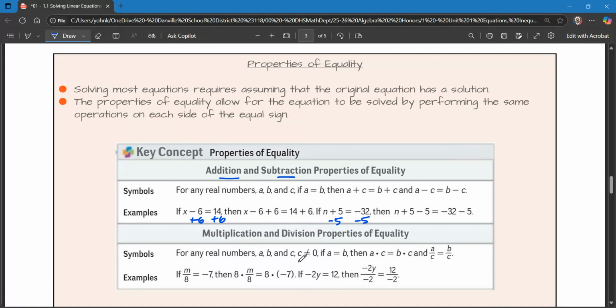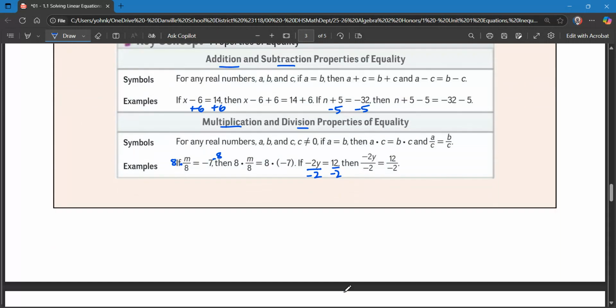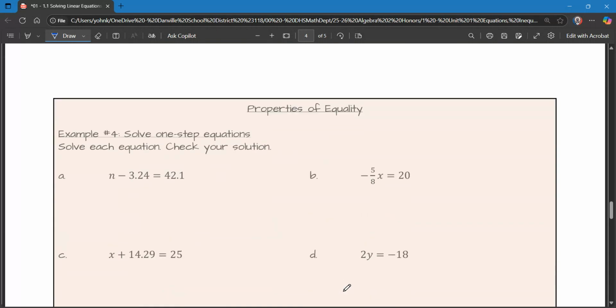You already know this. The second box is for multiplication and division properties of equality. For instance, if you have m divided by 8 equals negative 7, then you can multiply both sides by 8 and you can find your answer. Likewise, if you have negative 2y equals 12, you can divide, the opposite of multiplication, both sides to find the answer. You already know these properties, you learned them in Algebra 1, you use them all the time.